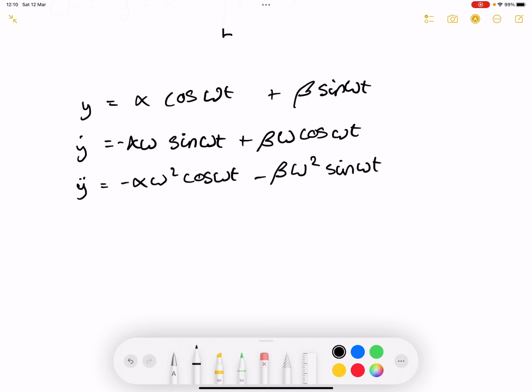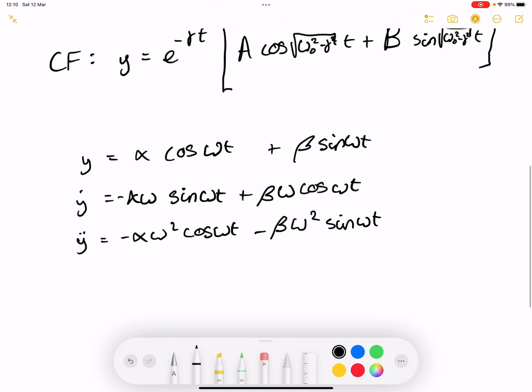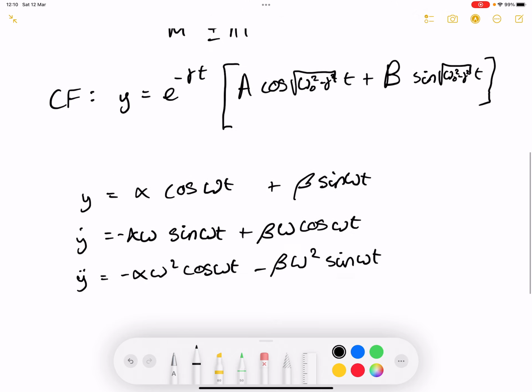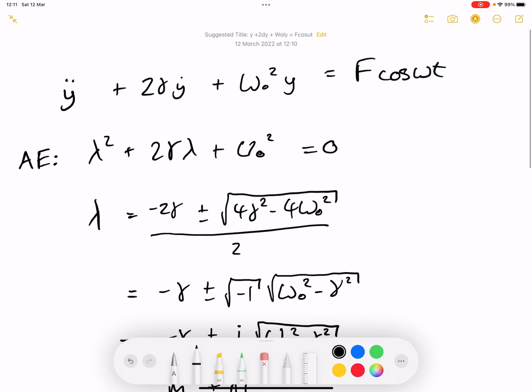Okay? Now what we're going to do is substitute these in where we have y dot and y in our original equation. We're going to substitute these guys in, okay?